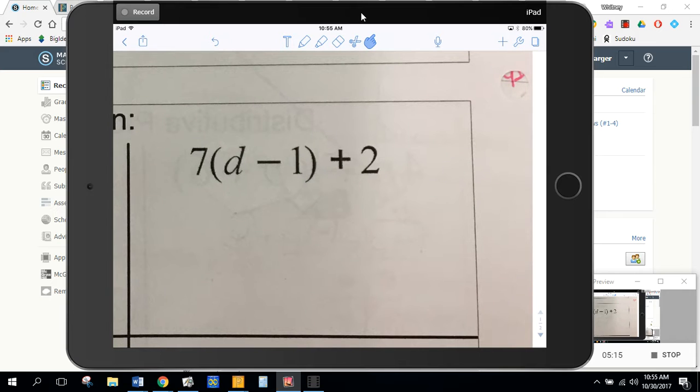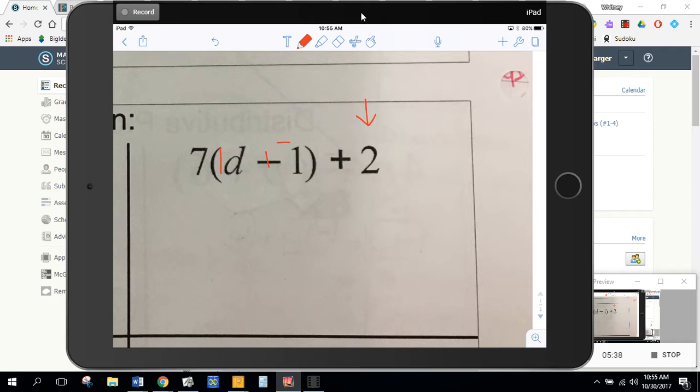Okay, next problem. This one's a little bit different because of this +2 sitting on the outside. So we really have to think about this one. So before we start, I do want to go ahead and KCC. So I see my subtraction sign, so I see C, and I want to add any ones in. So I see that my D is all alone, so I'm going to go ahead and add in a 1 in front of that.